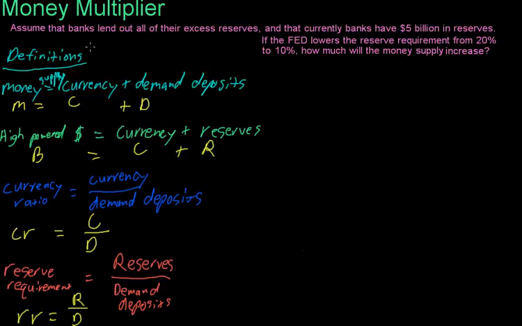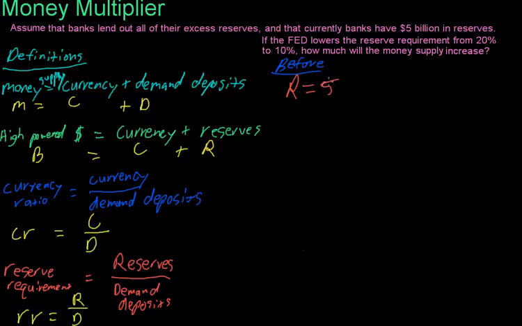Okay, so assume that banks lend out all of their excess reserves and that currently banks have $5 billion in reserves. So in this formula right here and in this formula right here, we know that R, and I'm going to do this as a before, so this is before the change, before R is equal to 5. And I'm not going to write out the billions.